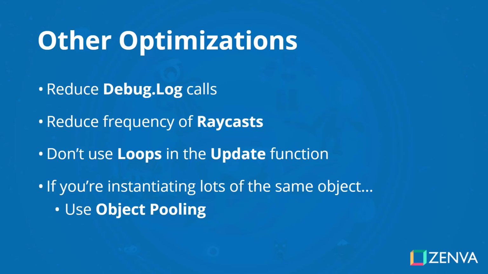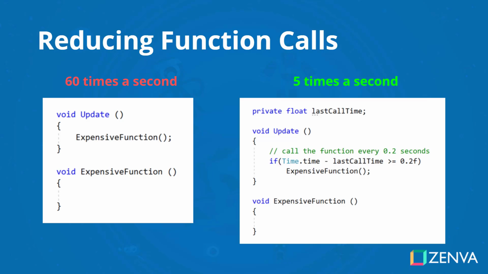Reducing the frequency of raycasts is also an important factor, as you could imagine, raycasts are quite expensive, as well as using loops in the update function. You've got to be very careful with this one. If you're looping through maybe 4 elements or 5 elements, that's fine. But if you're going up to maybe hundreds of things you're looping through every single frame, that can greatly impact your performance. So do keep in mind how many things you want to loop through every frame. And if you can help it, try and refer back to reducing these function calls by only calling it a certain amount of times a second compared to every single frame.